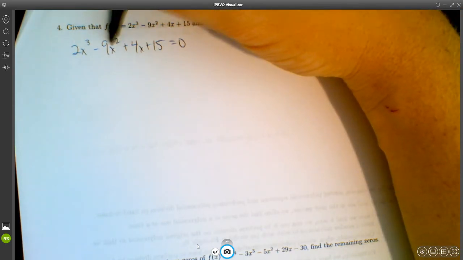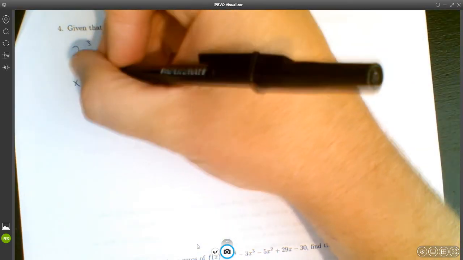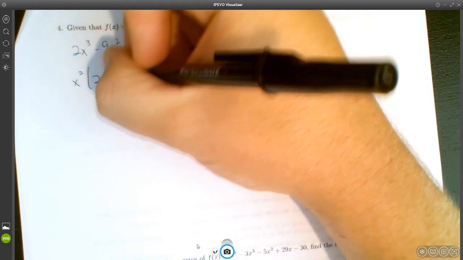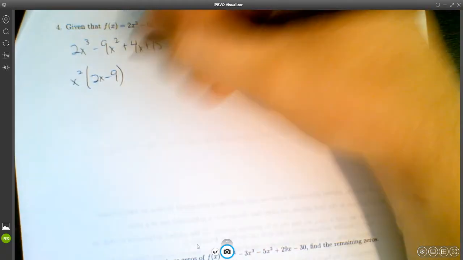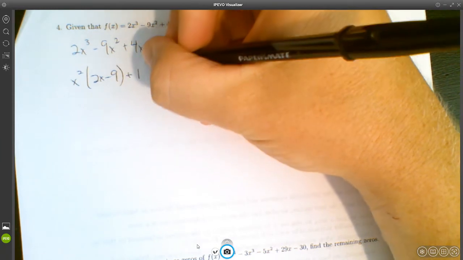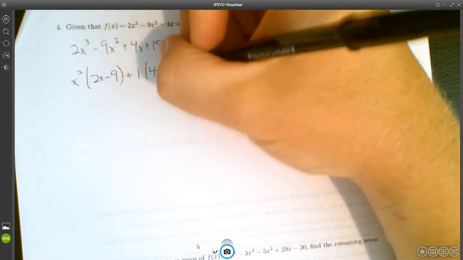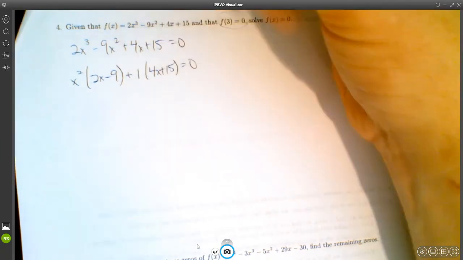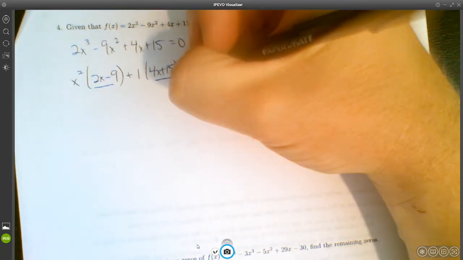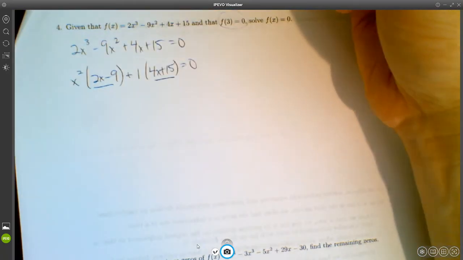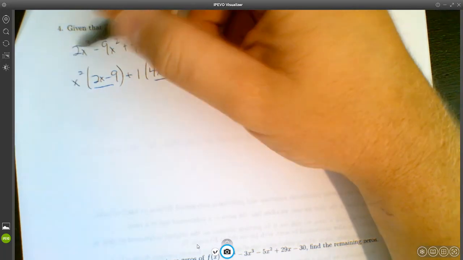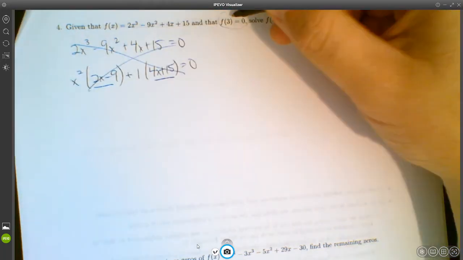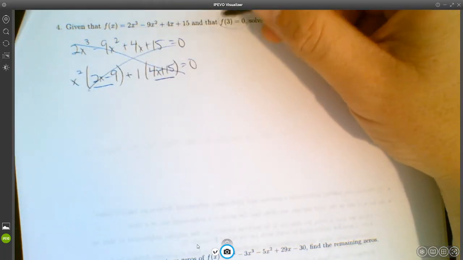So if I group the first two terms together, I can take out an x squared, and I'm left with 2x minus 9. If I group the second two terms together, I can't really factor out anything. I'm left with 4x plus 15. And now I have a problem because these two things don't match. So I'm stuck. That must be why they gave us this extra clue right here, right?